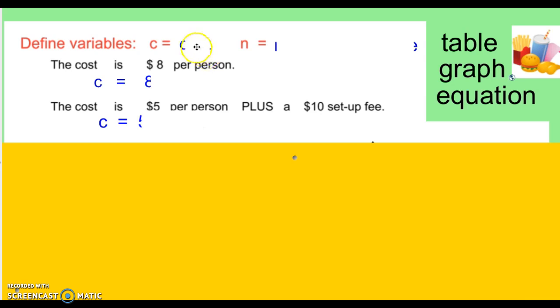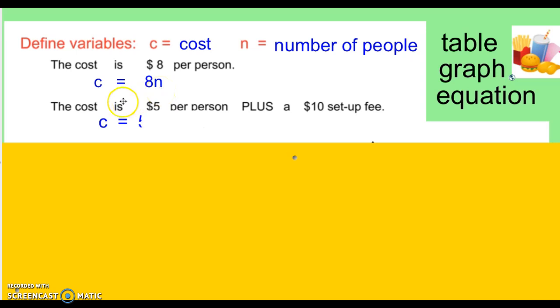So in this situation, we have the cost is $8 per person. So let's use C for cost and N for number of people. Let's pretend this is maybe a lunch or something. So the first option is the cost is $8 per person. So C equals 8 times N, or 8 times the number of people.